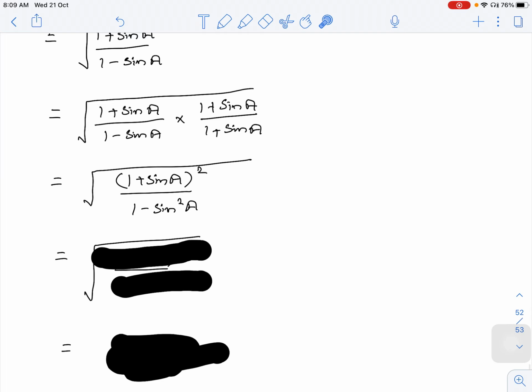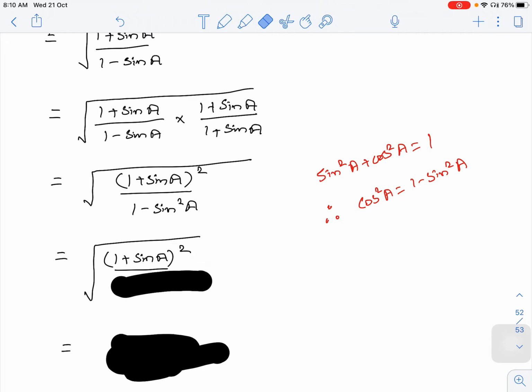Now this 1 minus sine square a, already we have seen a formula that we know that sine square a plus cos square a equals 1. Therefore cos square a equals 1 minus sine square a. So instead of this 1 minus sine square a, we can directly write here cos square a. Okay, so in the next step what do we get? Our numerator (1 plus sine a) whole square as it is, but instead of this denominator we can write cos square a.